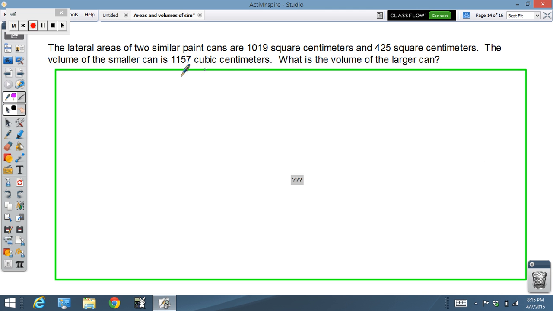Now, this time I'm going to ask you something new. Not just going to ask you for what's the scale factor. I'm actually going to ask you to do some math on it. Okay, and you can pause and try this on your own if you want. But we have 2 paint cans with lateral areas. So area factors is where I'm going to start. The question is going to ask this one though. What is the volume of the larger can if the volume of the smaller one is 1157?